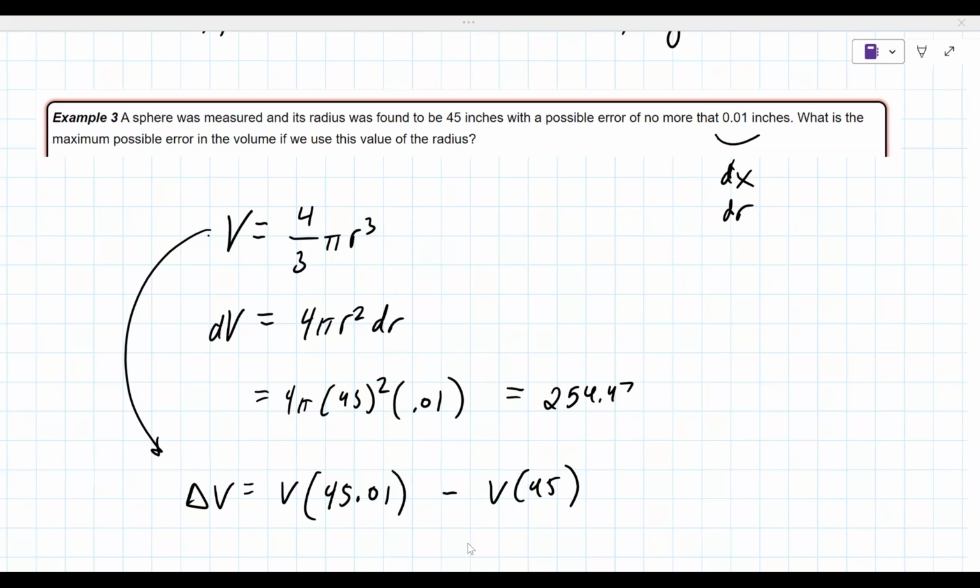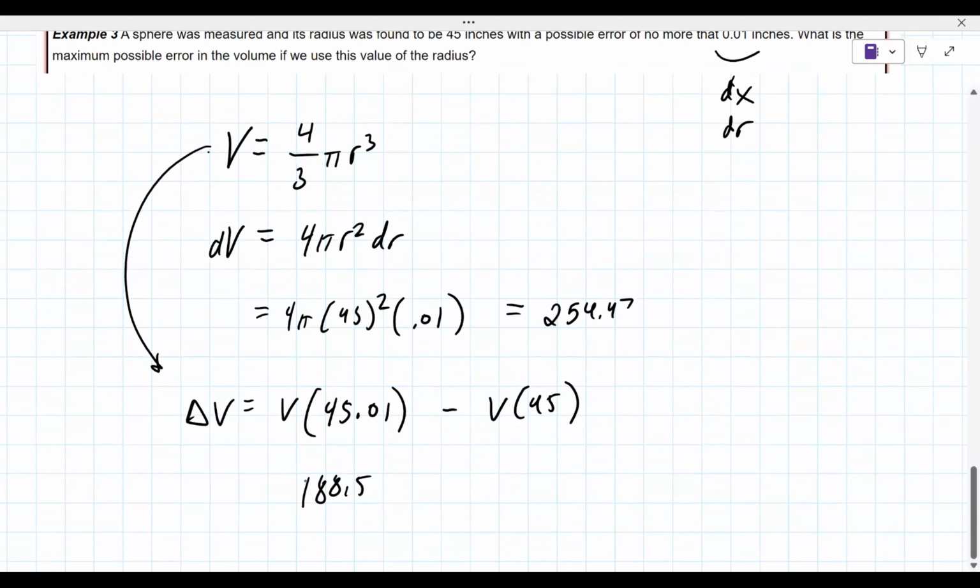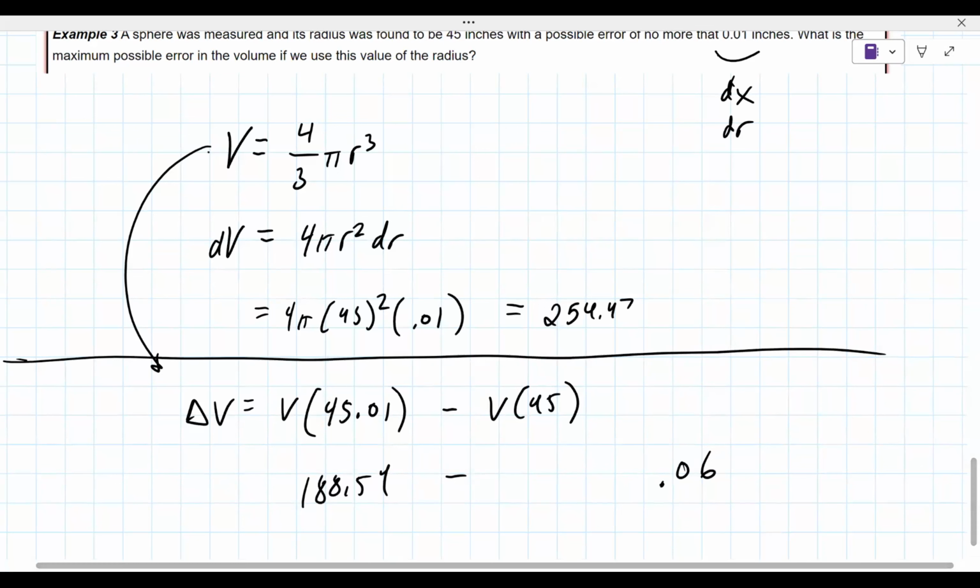88.54 for the first one, and then up to 45. Yeah, you got to do the next one, which would be pretty close. One minus 188.50. So then delta V equals 0.06. Any questions on that? And so 0.06 is my... That's delta V. I was just trying to come up with another problem for you to do that's like this.